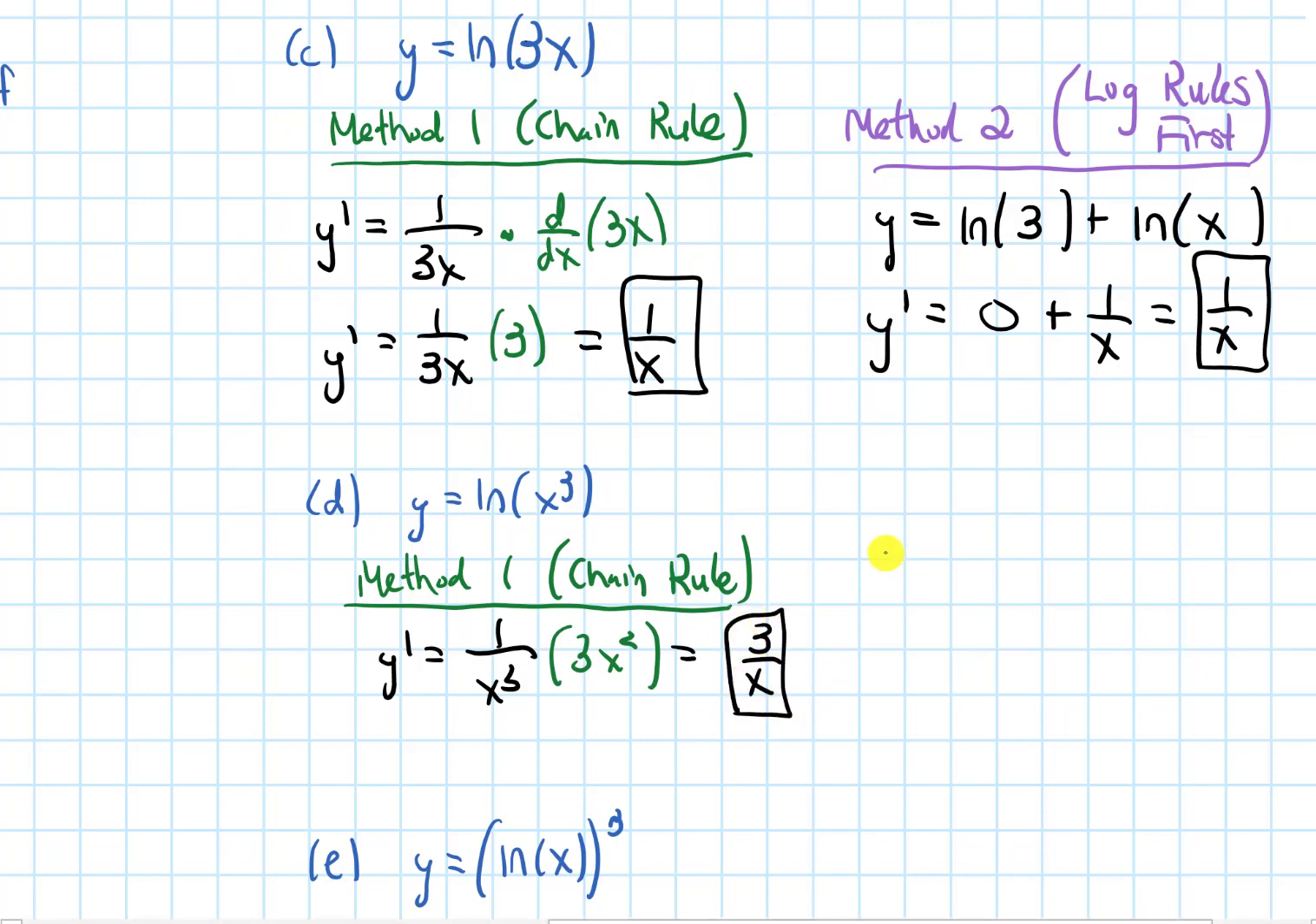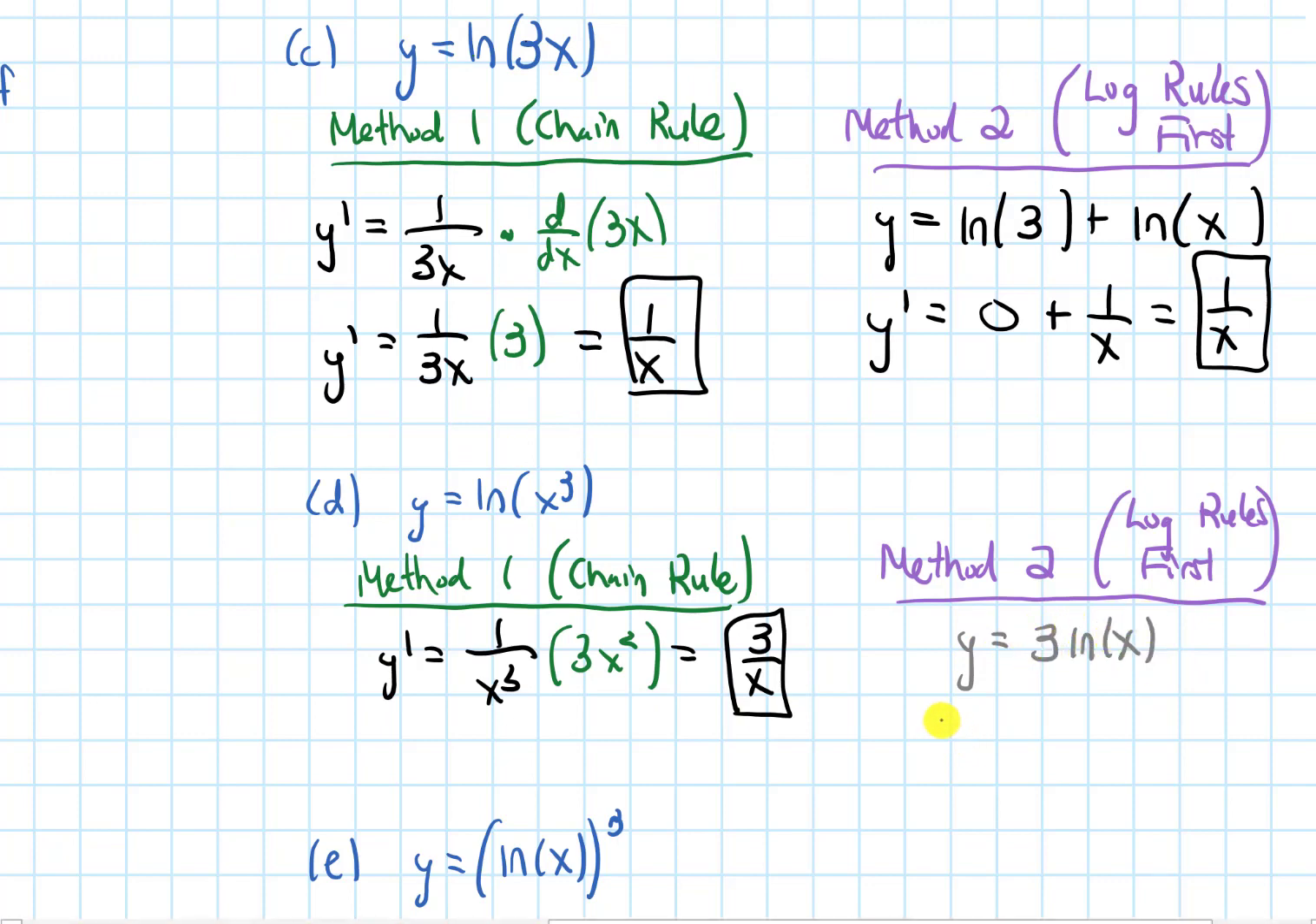All right, let me do this one other way. Method 2, we can also use log rules on this. Method 2 is going to be log rules first. Because on this, we can use a log rule that says, if I have a power inside of a log, I can bring it to the front to get y equals 3 times ln of x. And now doing the derivative, the 3 is just going to multiply the derivative of ln of x, which is 1 over x. And multiplying these, we get 3 over x, which is the same.